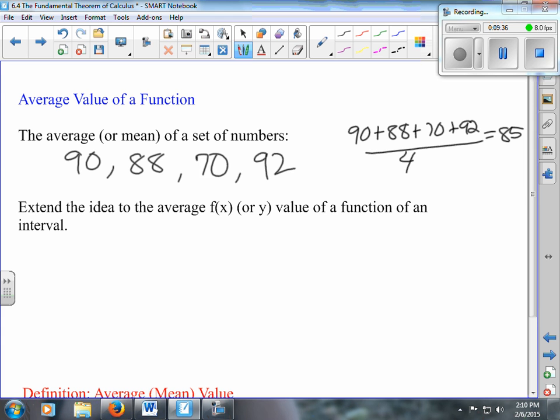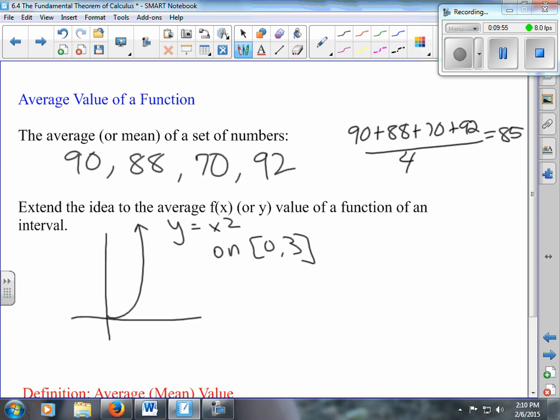We're going to find the average y value of a function in an interval. So the idea here is, let's just talk about x squared. Let's say this is y equals x squared, and let's talk about it on the interval 0 to 3. At 0, I get 0; at 1, I get 1; at 2, I get 4; and at 3, I go all the way up to 9.